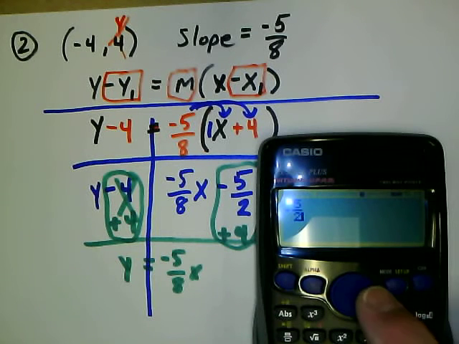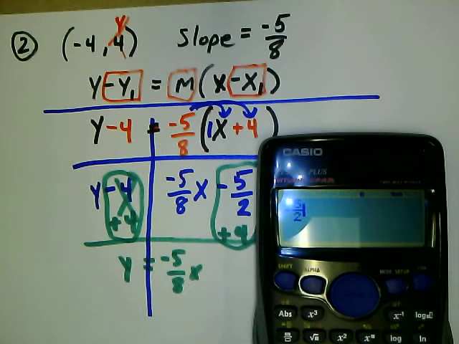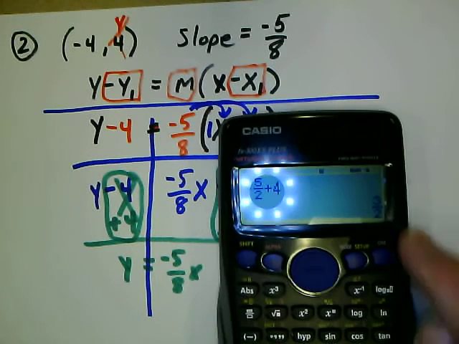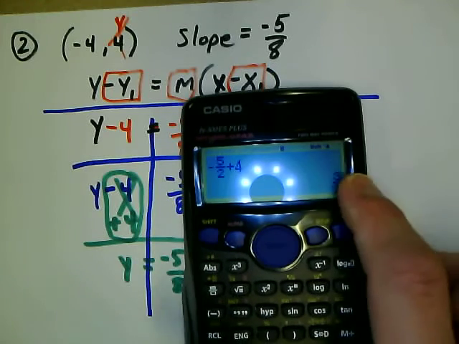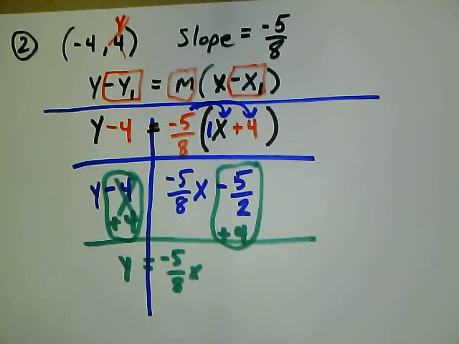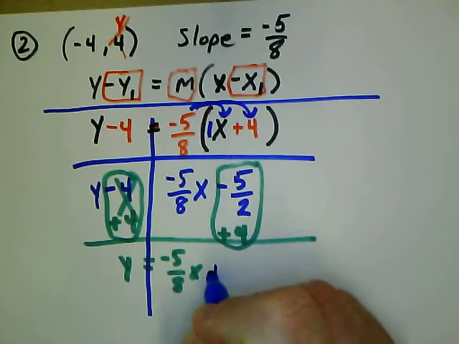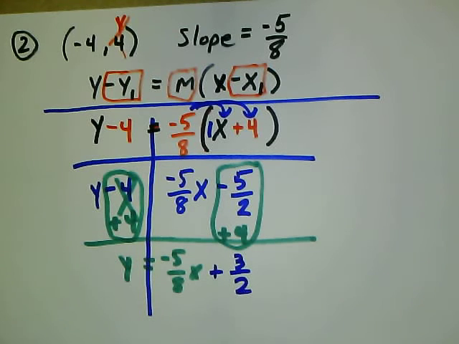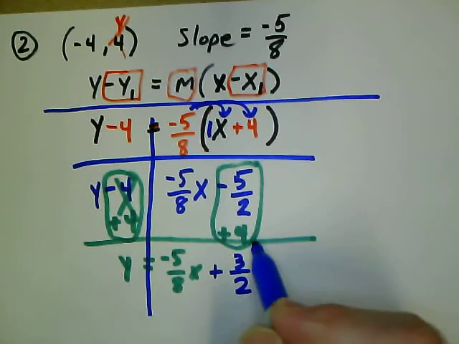-5/2, and then you're going to have to cursor over. You're going to hit +4, and then equals, and this calculator is going to do all that stuff for you, and there you go. You can see it, 3/2. So it's +3/2. That's our answer.